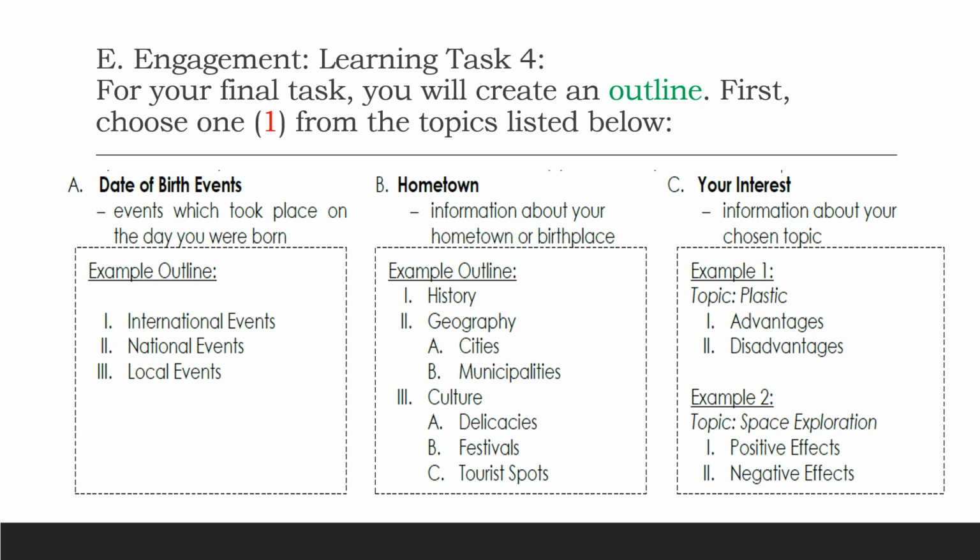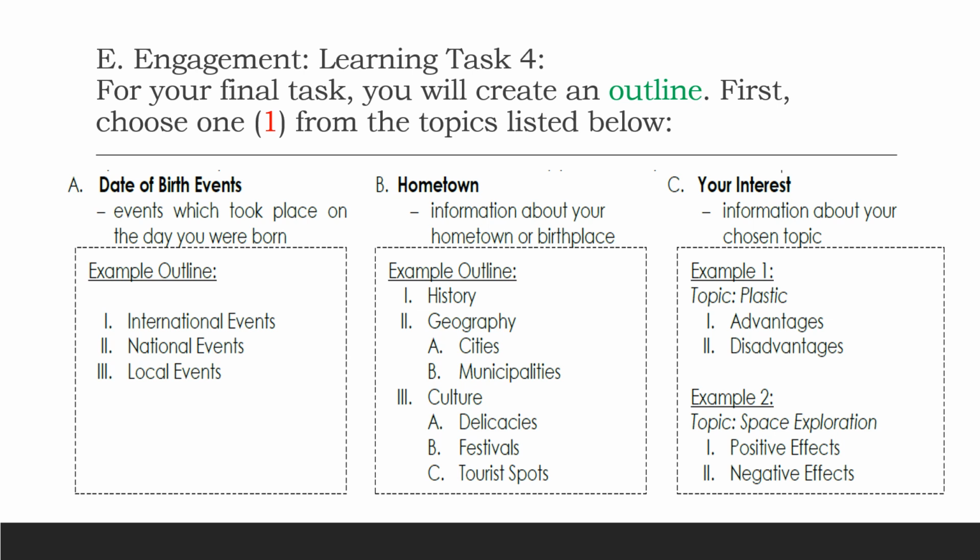So our author was very generous. She gave us sample outline. If you choose letter A, date of birth events, definition, events which took place on the day you were born, ang i-outline mo daw, Roman numeral number 1, what international event was celebrated during that same day. So kung let's say for example, ang birthday mo January 1, ano yung international event na ipinagdidiwang tuwing January 1? And then, Roman numeral number 2, ano yung national event naman na nakasabay niya nung taong yon? And then third, local event, ano naman yung nangyari, let's say, in Batangas City nung taong yon.